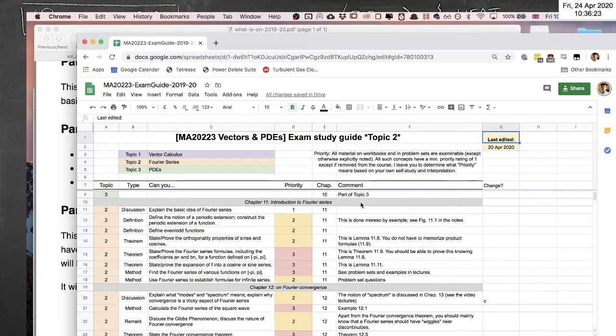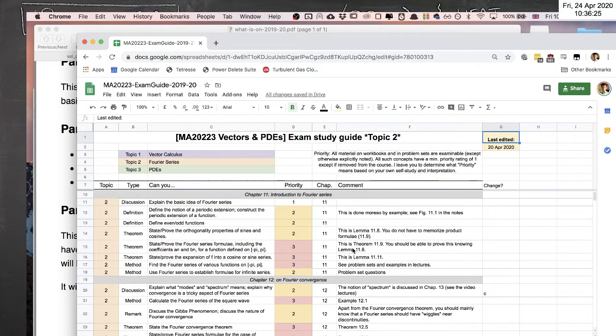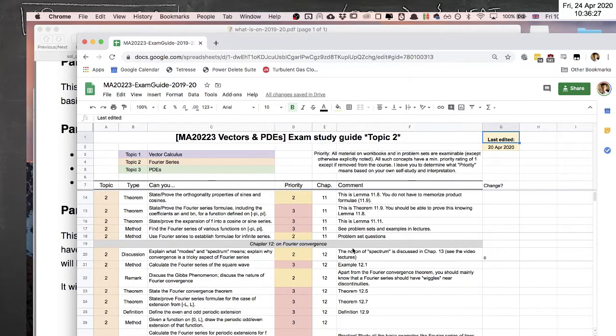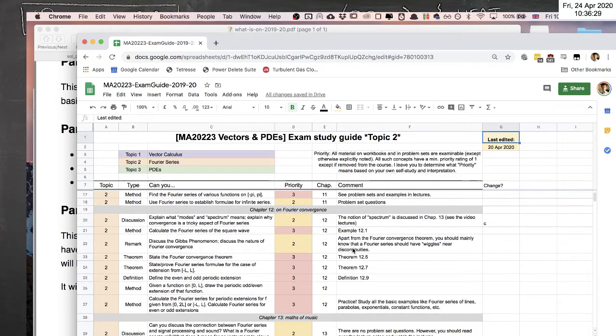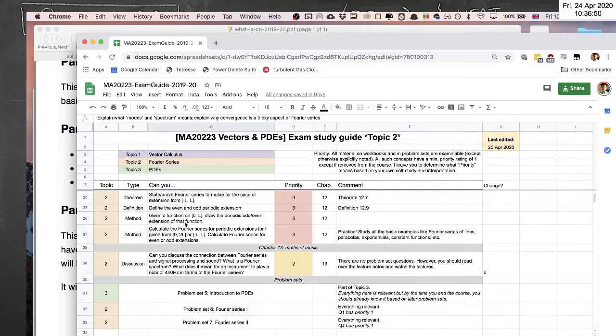Moving on to topic number 2. So this is about Fourier series. And you'll see that I've made slight changes to the discussion element of item 20 here. Explain what modes and spectrum means. Explain why convergence is a tricky aspect of Fourier series. This is something that I covered in the last 2 lectures, what the concept of a spectrum is, and we've used the idea of modes throughout the course.